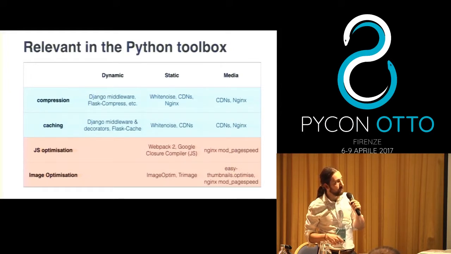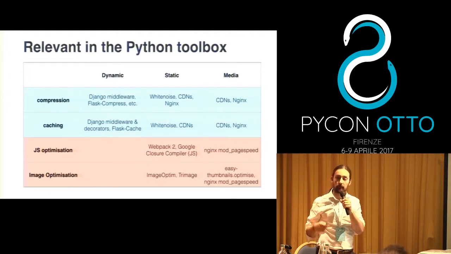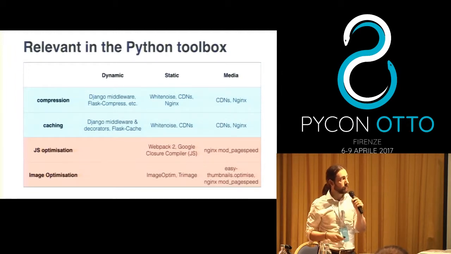Now, in this section here, things like Webpack 2 or Google Closure Compiler, what they'll do is they'll look at your JavaScript and optimize it by looking at which paths your code is going to take, and then get rid of everything else, which is why it's lossy. And if you're looking at images, Nginx does something like this with images for you. So you can actually compress images yourself.